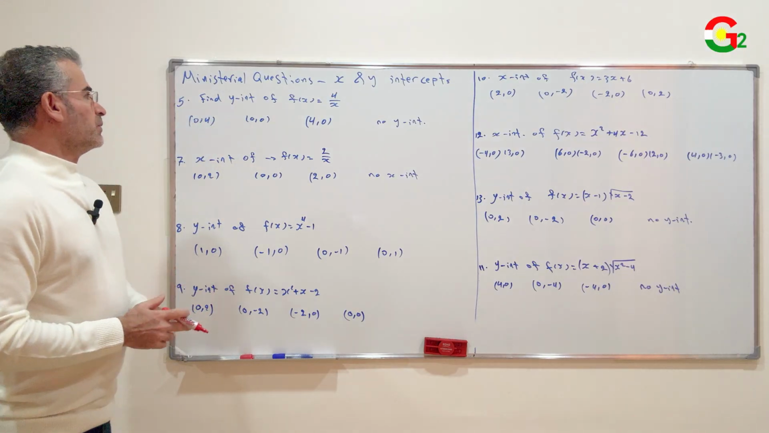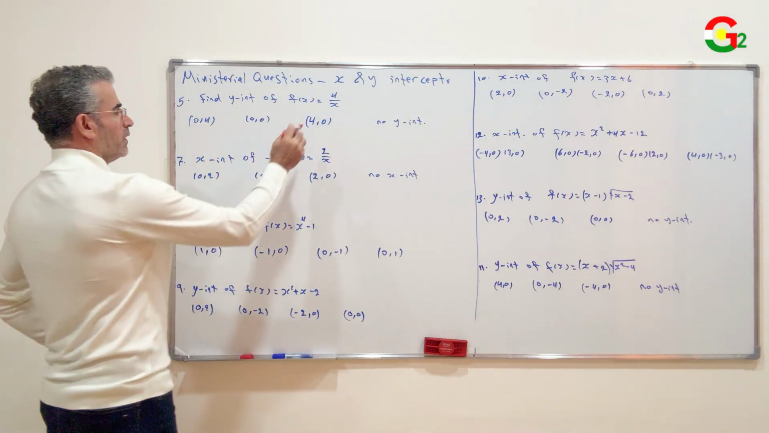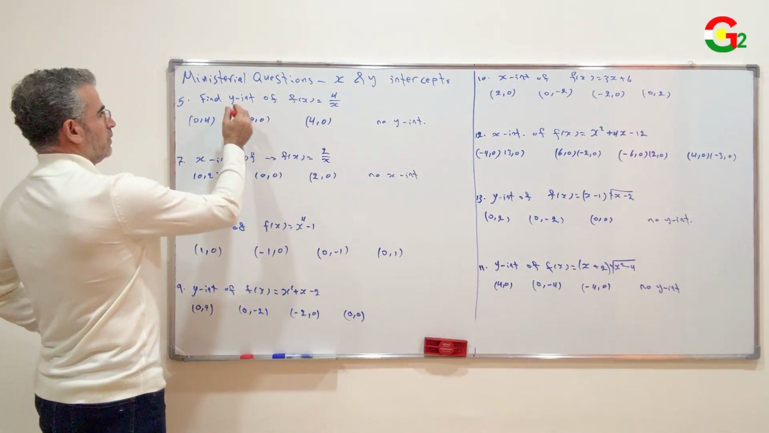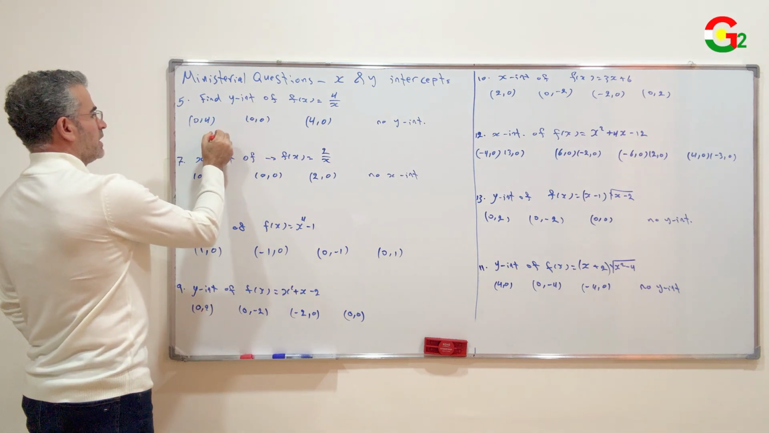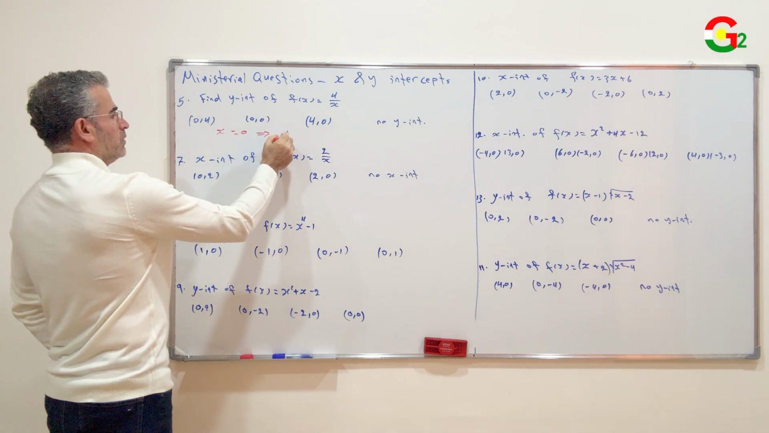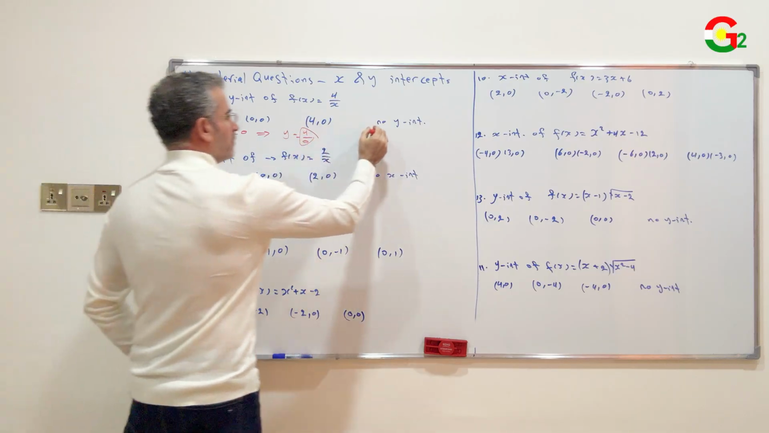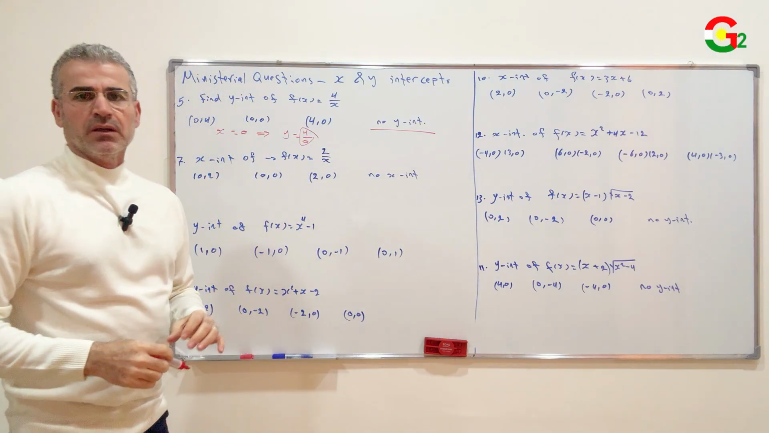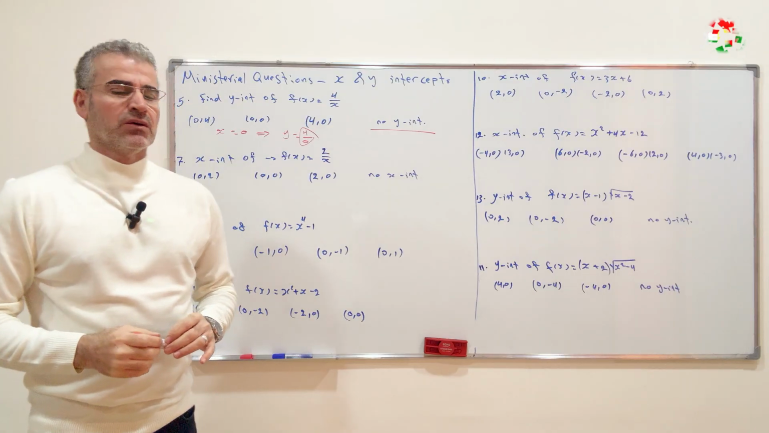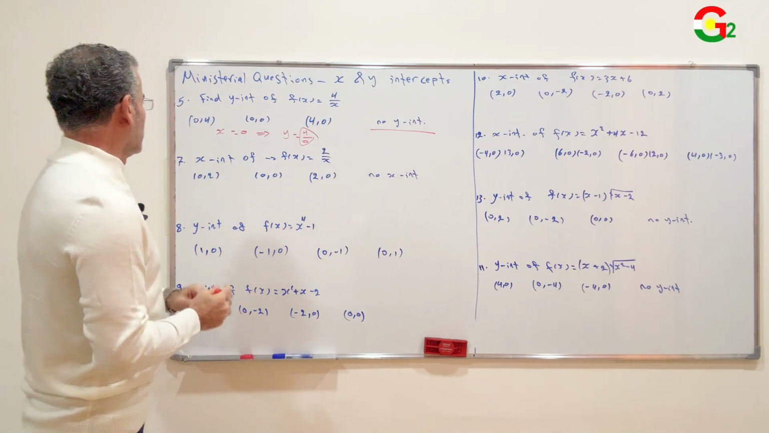Find the y-intercept of the function f of x equals 4 over x. For the y-intercept, we set x equal to 0 and solve to find y. y equals 4 over 0, an undefined term. Then f of x has no y-intercept. Answer D.